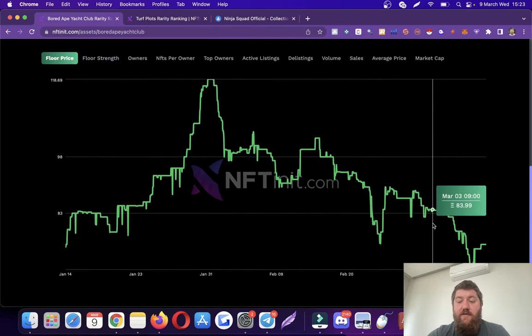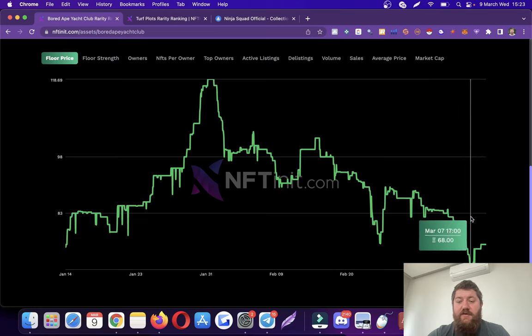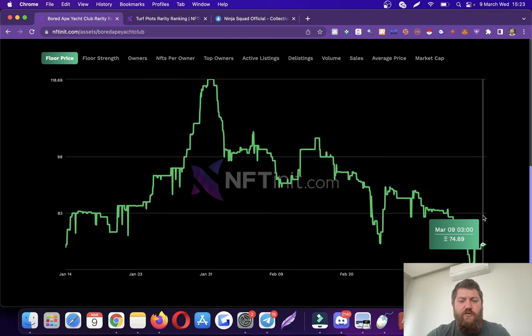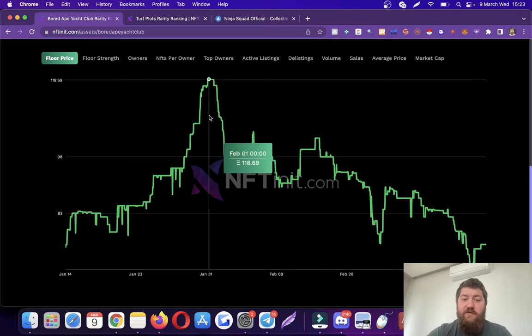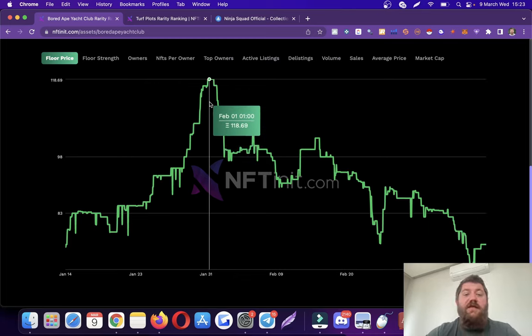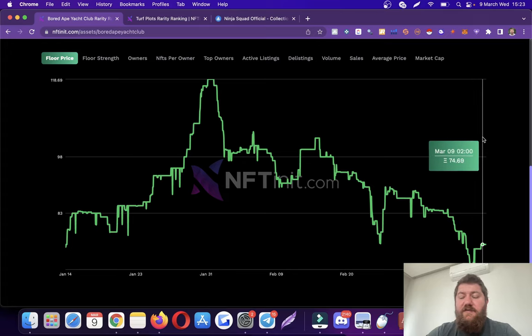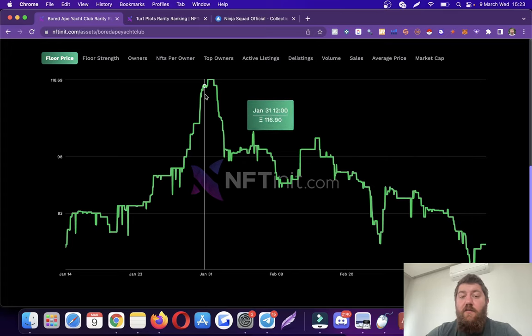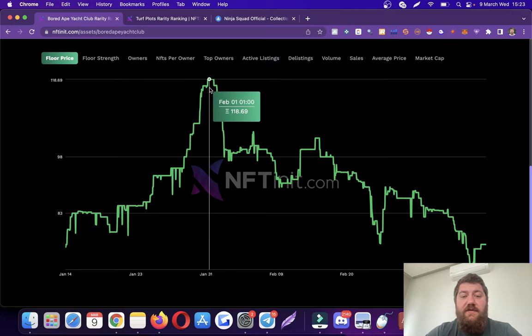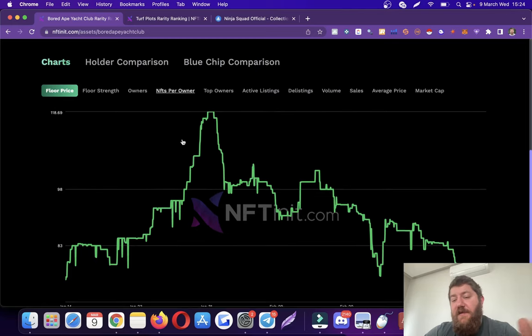Well, actually they have been going down, right? Even Bored Ape went down to 68 Ethereum. Now they are back to 75. But compared to here, they were almost 120 Ethereum. Their floor price was this. And right now they are down to 68. Now they are back to 75, but they are still quite low compared to this point on the 1st of February.